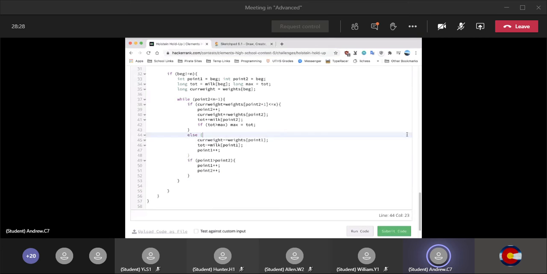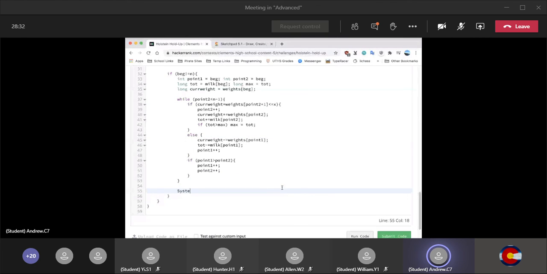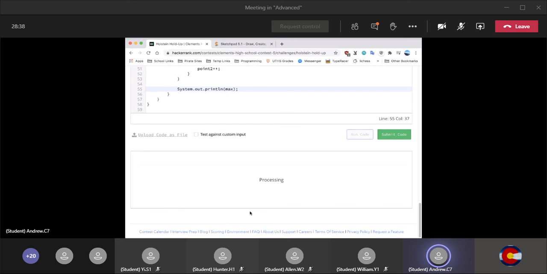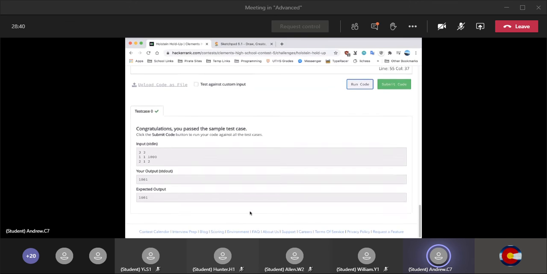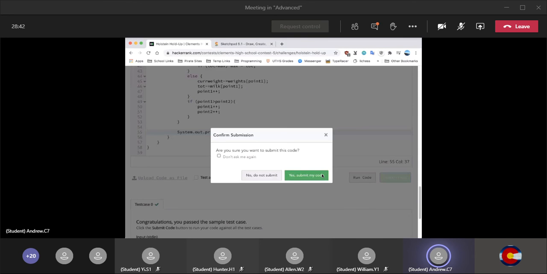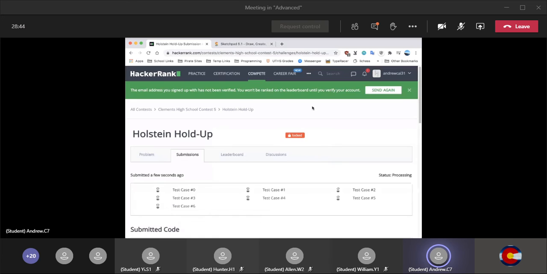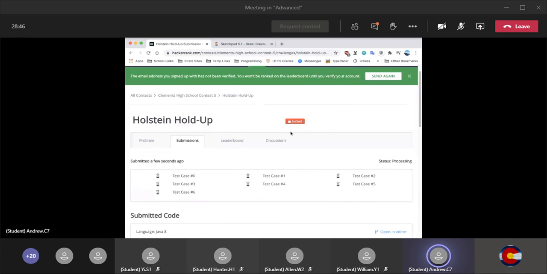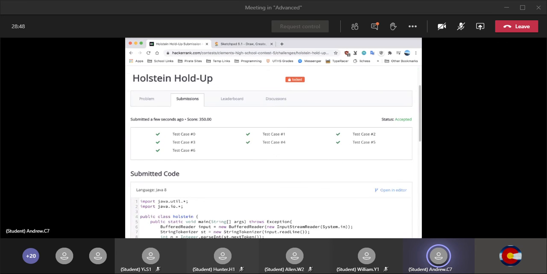Now, I think that's the entire algorithm, so let's just print out our answer. Print max. Let's see if there's any issue here. Run code. Okay, for test case 0 it works. There might be some weird test cases though, because there are definitely a lot of pathological solutions to this. So let's see. Oh, and it's accepted. Nice. So yeah, that's basically the solution.